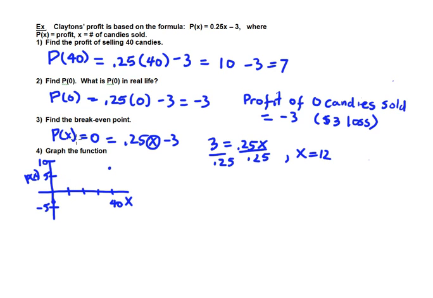Then at the break-even point, when x is equal to 12, we can write this as the ordered pair (12, 0), and 12 over here, it's a little bit past 10, and our y value is 0 at that point. So we can see from these 3 points that we do have a linear equation, and we can connect the dots and draw the graph for this particular function.